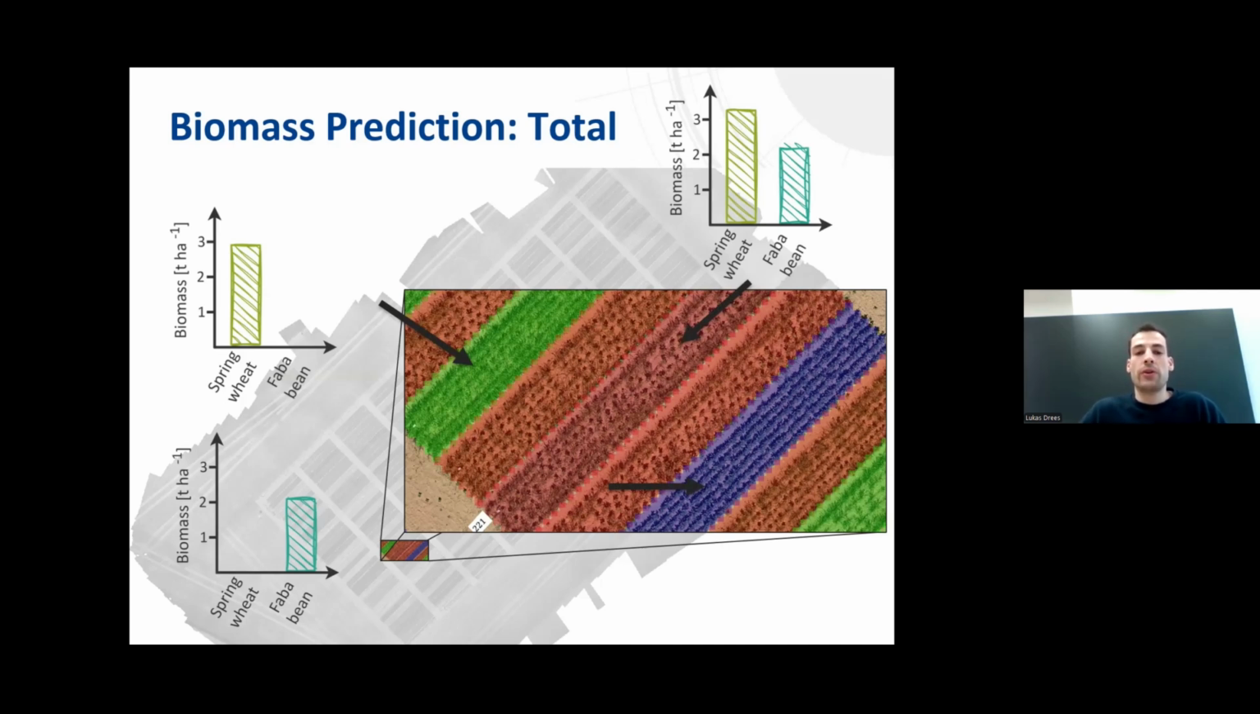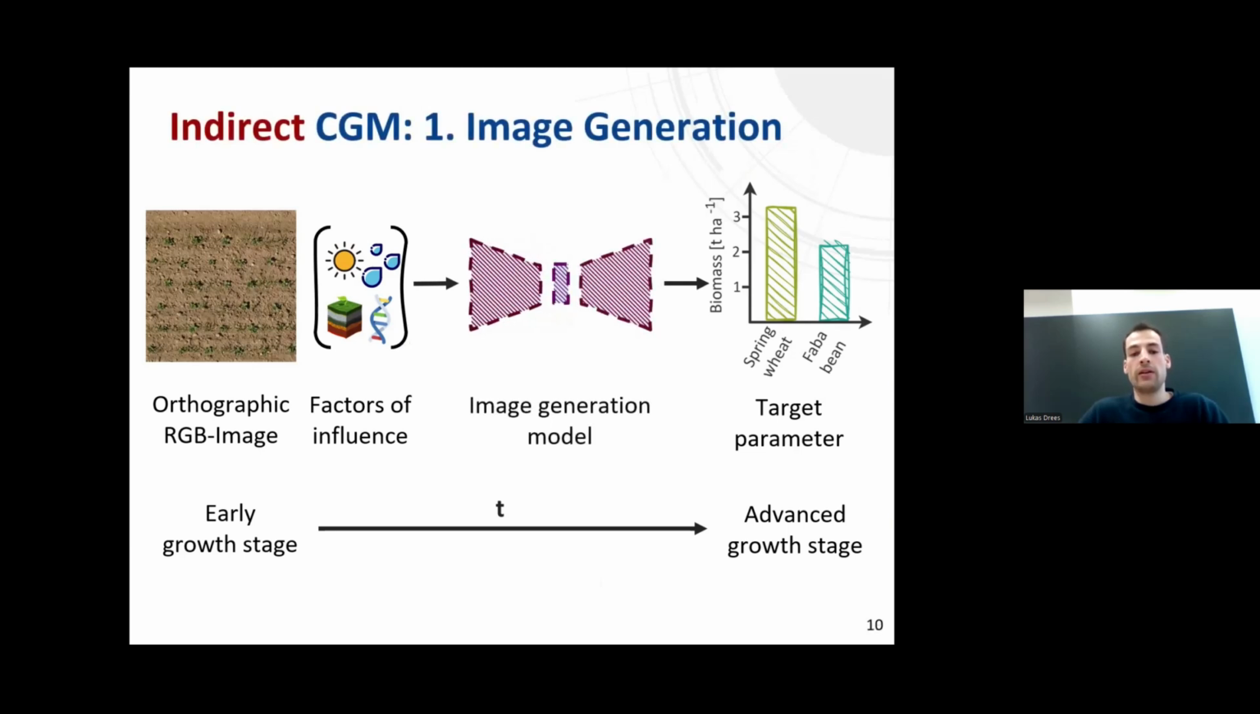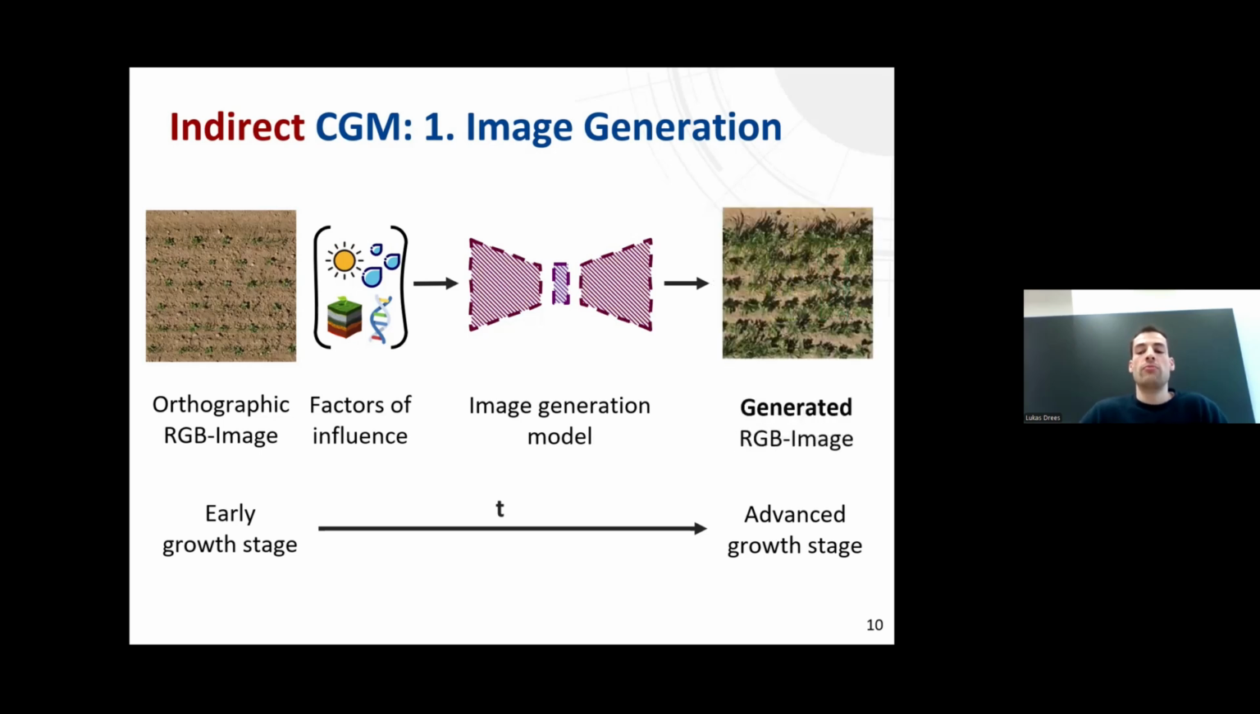But it's not exactly what we aim for, because we want to generate an image of the future field. So instead of directly predicting target traits from image data and associated factors of influence, as you can see here on the left side, we go for indirect crop growth modeling. And this means we replace the prediction model by an image generation model to get an artificially generated image as output. So in other words, we try to answer the question, what is a probable future above ground plant phenotype?